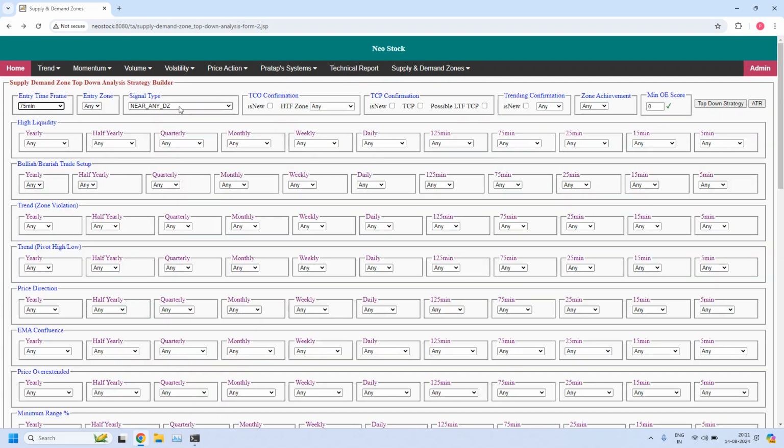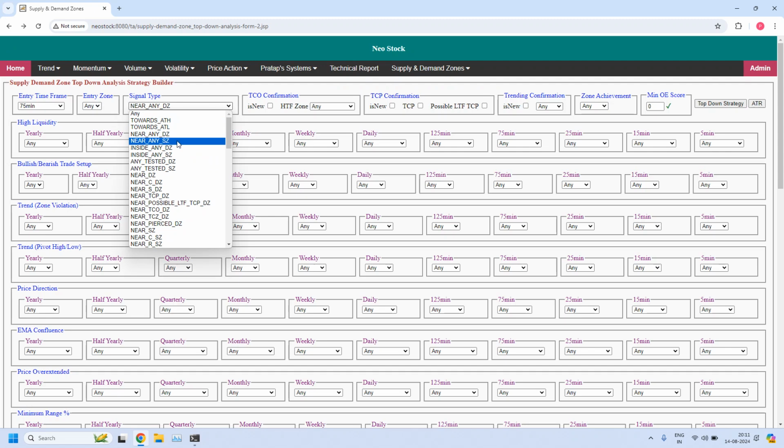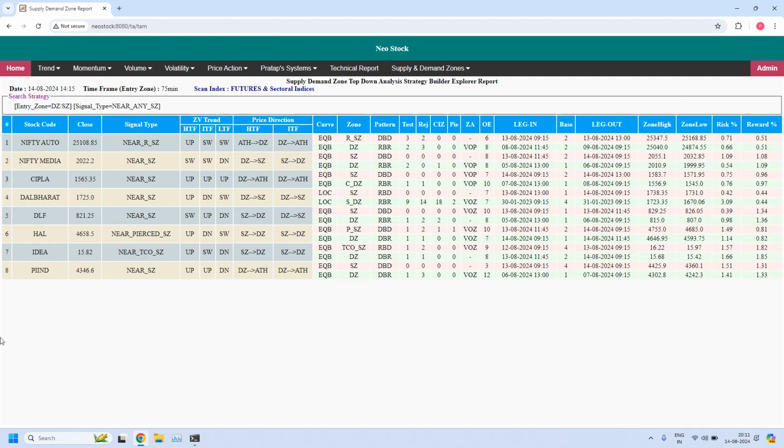And again in 75 minutes time frame, let us find the stocks near 75 minutes supply zone. 8 stocks are filtered near to the 75 minutes supply zone. And this is NIFTY Auto, it is an indices not listed in F&O. So we can't plan a trade on this. Supply zone, supply zone, supply zone. And this is pierced, this is a low priority, high liquidity zone. So that's it. We don't have any 75 minutes high liquidity supply zone from this list.